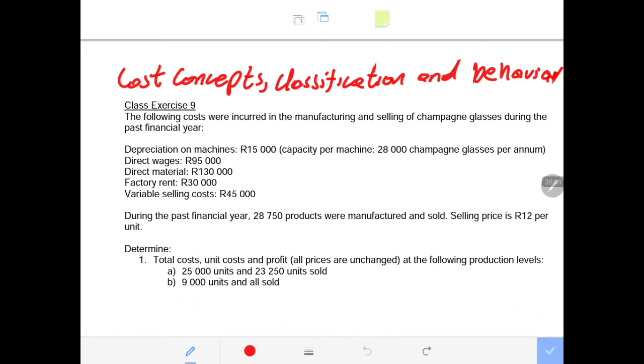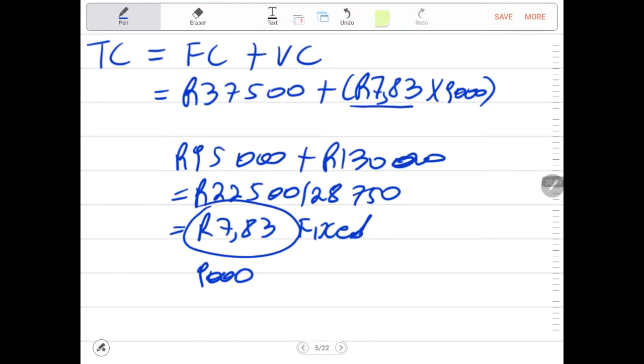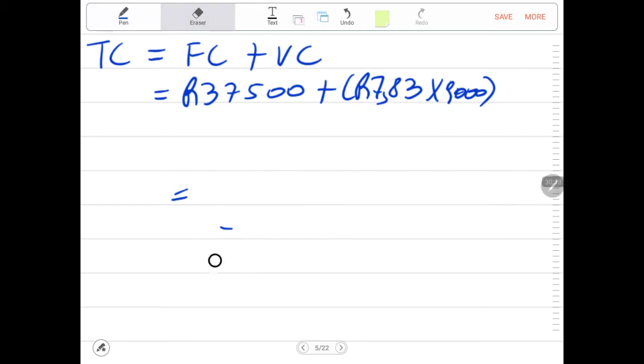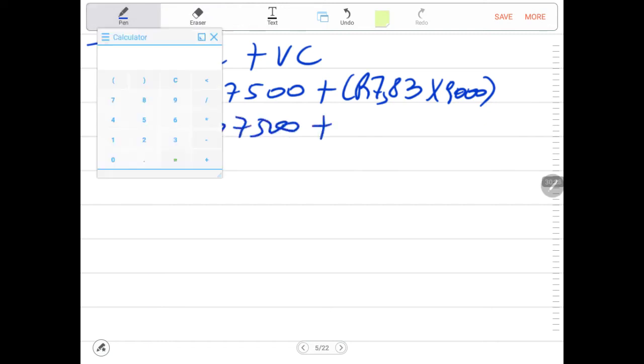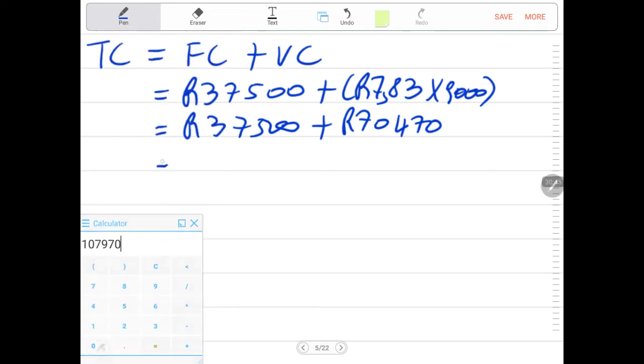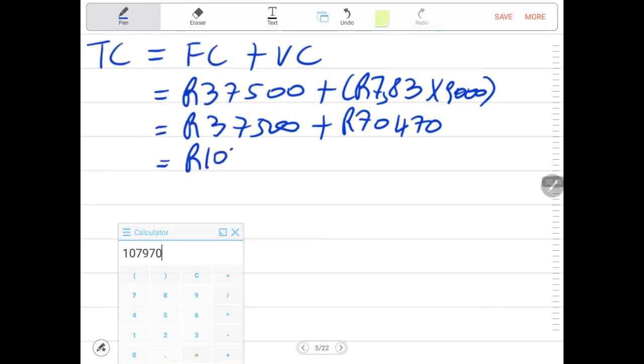So now remember, variable cost per unit is fixed. So we use the same amount that is fixed, and we multiply by the units manufactured in the current period, so that we know our total variable cost. Variable cost plus fixed cost will give us total cost. So now we have 37,500 plus 7.83 rand times 9,000. This gives us 70,470, plus 37,500, which gives us 107,970. So this is our total cost to manufacture 9,000 units.